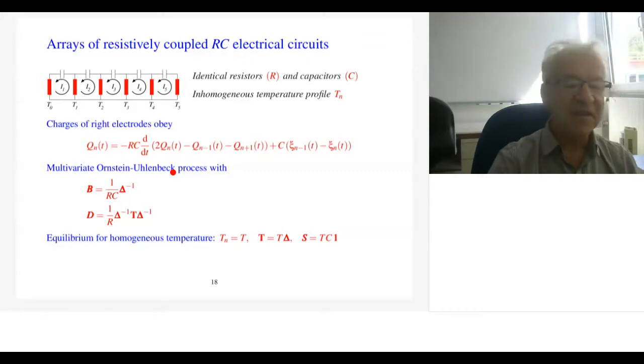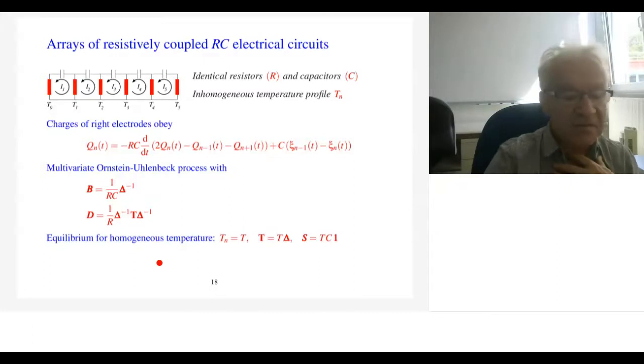Okay. Nevertheless, this is still an Ornstein-Uhlenbeck process of the kind we are interested in, but the rate matrix now is the reciprocal of the graph Laplacian, delta inverse, and the diffusion matrix D contains the same temperature matrix as before, but times twice the reciprocal of this graph Laplacian. That's the main difference between the two situations.